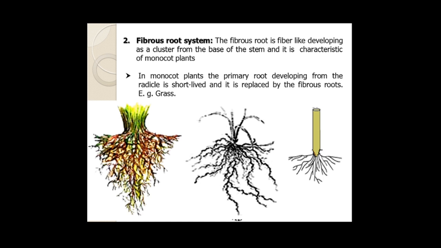So second kind of root, that is fibrous root system, is fiber-like which develops as a cluster from the base of the stem, and it is the characteristic of the monocot plant. In monocot plant, the primary root developed from the radicle is short-lived and it is replaced by fibrous roots. Example, in many of the grasses we can see such type of roots.